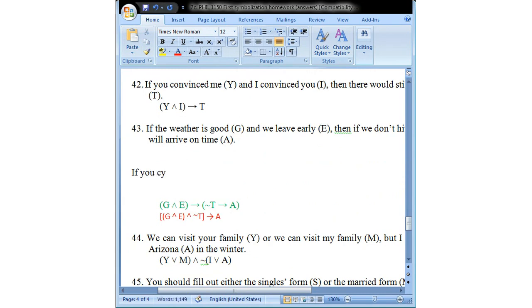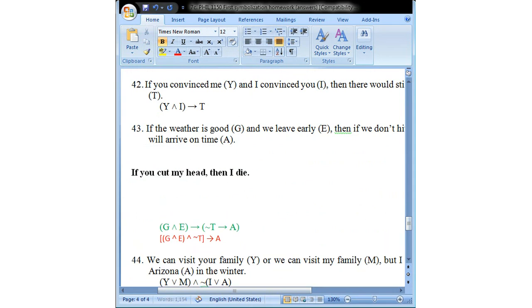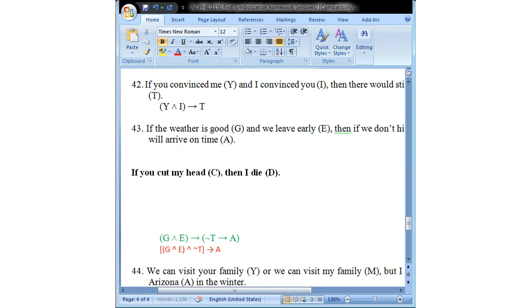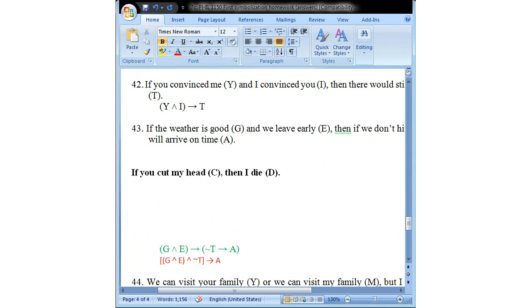If you cut my head, then I die. Remember this one? Everyone loves this one because it involves cutting a prof's head, and that's always a good thing, right? If you cut my head, then I die. Let's say cutting the head is C, then I die, D. Everyone remind me, how do we symbolize that? Right, if C, then D.